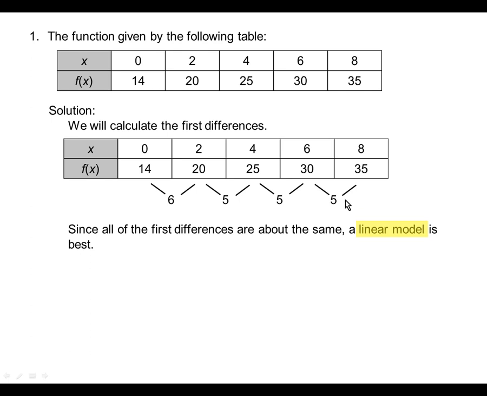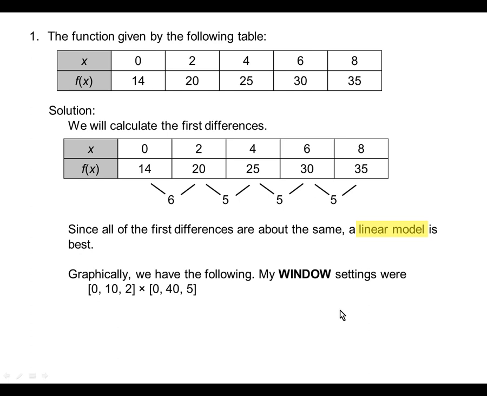Now, if it turned out they had not all been approximately equal, I would then look at ratios, 20 over 14, 25 over 20, and see how they looked. Because remember, if they're not all about the same, we've ruled out linear, so then you have to check out the exponential. And if you rule that out, then it's neither.